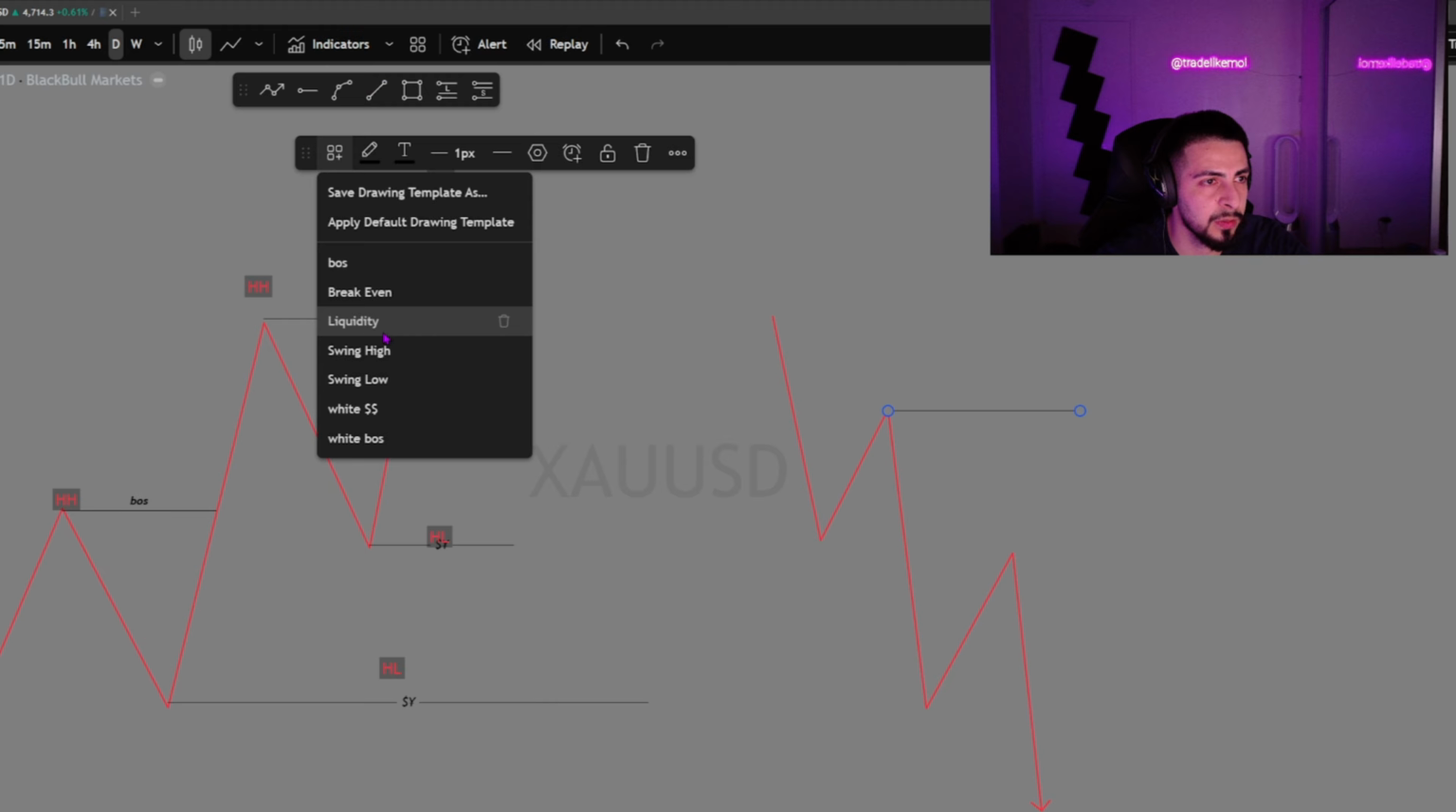Today I'm going to break down how I use liquidity in my trading. We'll go over how liquidity gets created, where price is most likely to react, and how I use those sweeps alongside order blocks and price action to look for entries.